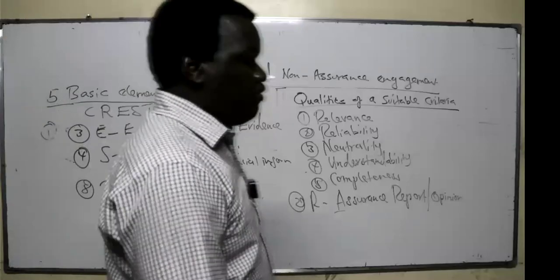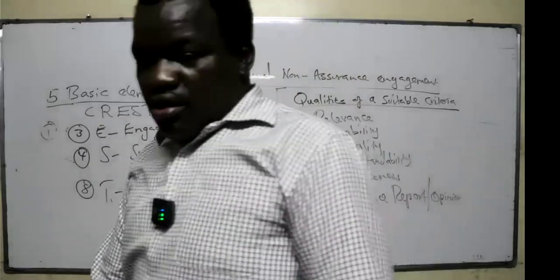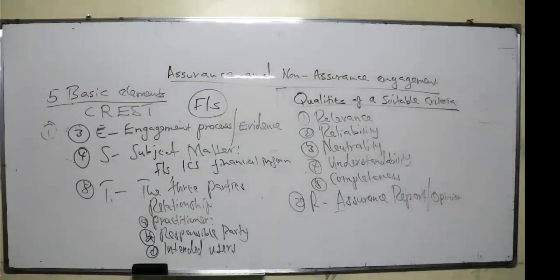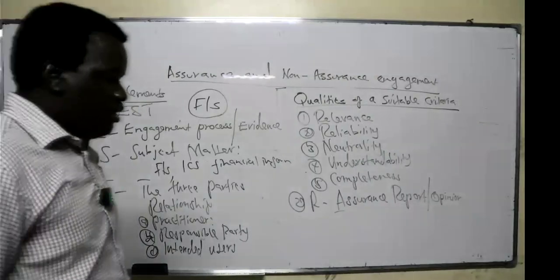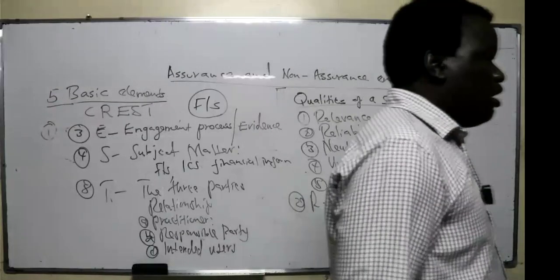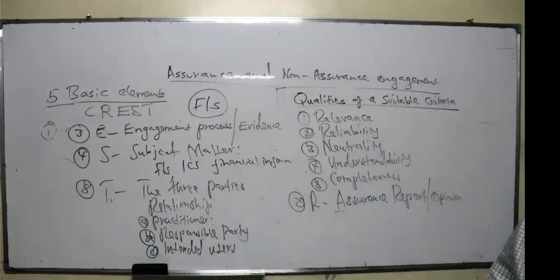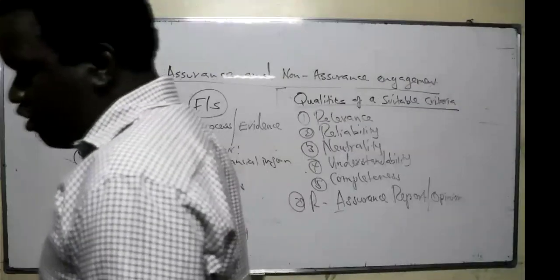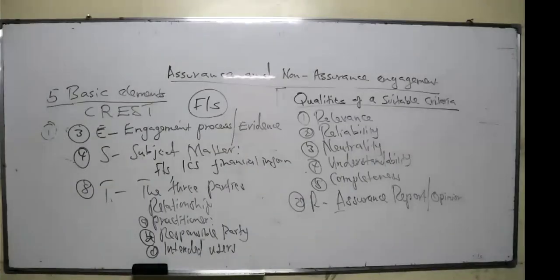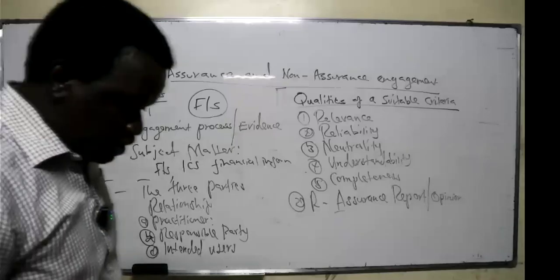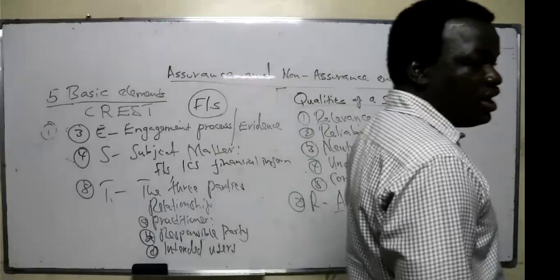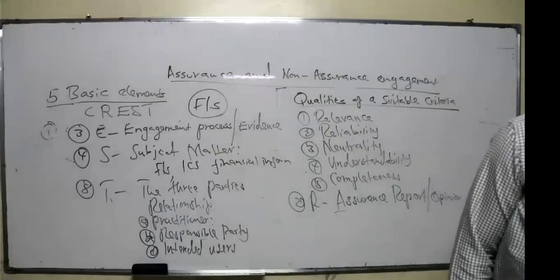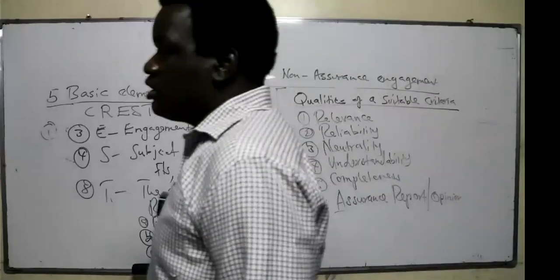So we've done that. We've defined the term assurance engagement. You would have a discussion on the elements of assurance engagement. So next, I want us to go to examples of assurance services.